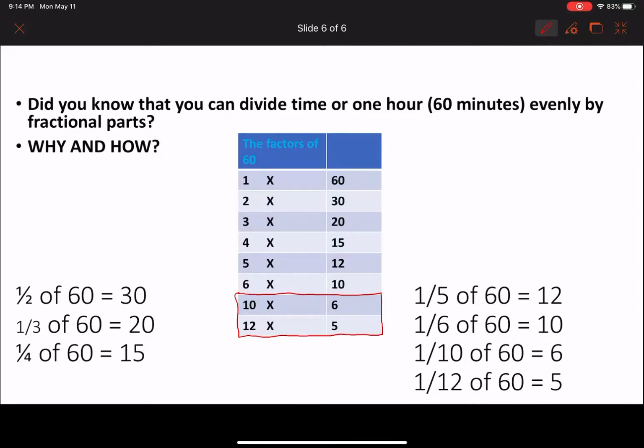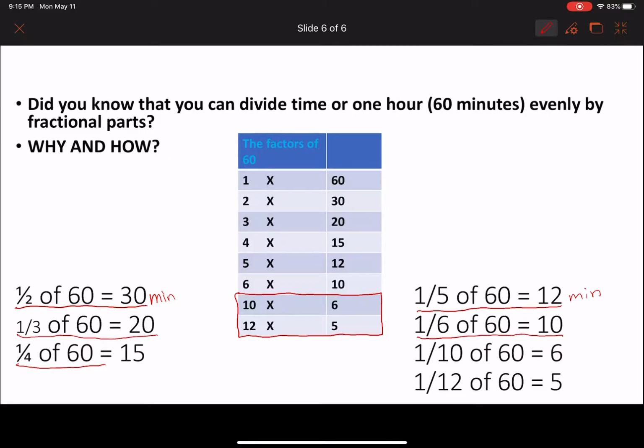So then if I divided 60 by 2, or I said, oh, 2 times 30 equals 60, then those are the factors. So I can say 1/2 of 60 is 30 minutes. And then I can say 3 times 20, well, 1/3 of 60 is 20 minutes. 4 times 15, 1/4 of 60 is 15 minutes. 5 times 12, 1/5 of 60 is 12 minutes. And 6 times 10, so 1/6 of 60 is 10 minutes. And those are the factors.